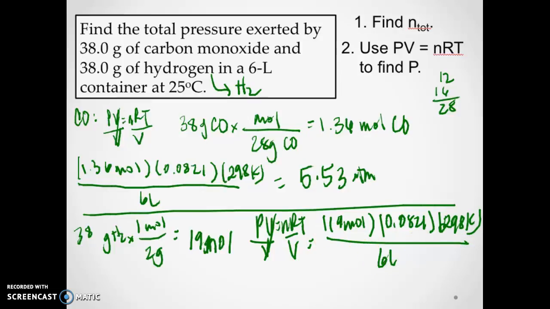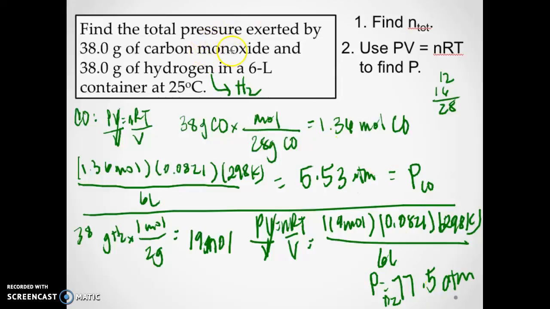So when we do the math, we're going to get 19 times 0.0821 times 298 divided by 6. It's going to be 77. So the pressure is going to be 77.5, let's say, atmospheres. So those are the partial pressures. This is the partial pressure of carbon monoxide, and this is the partial pressure of hydrogen.